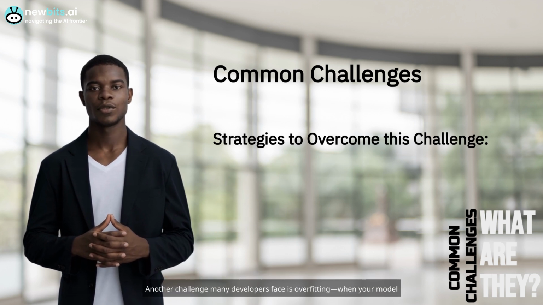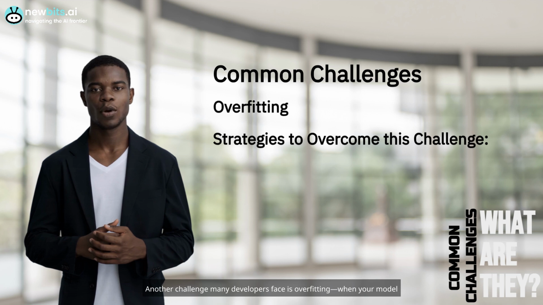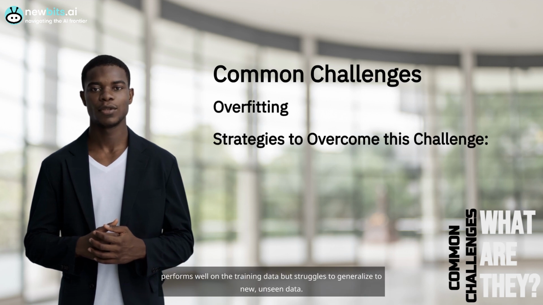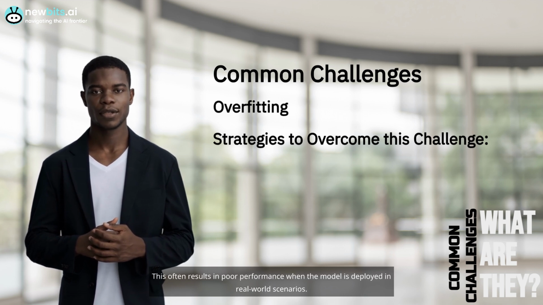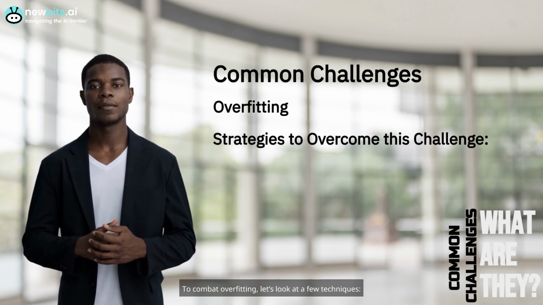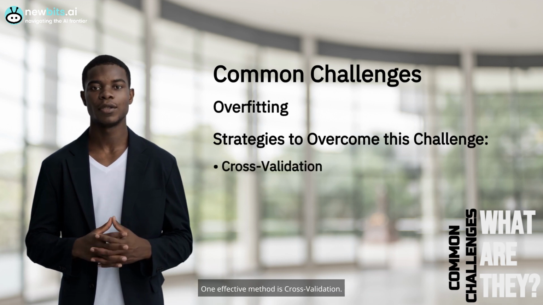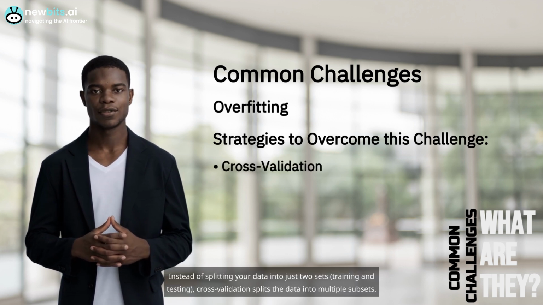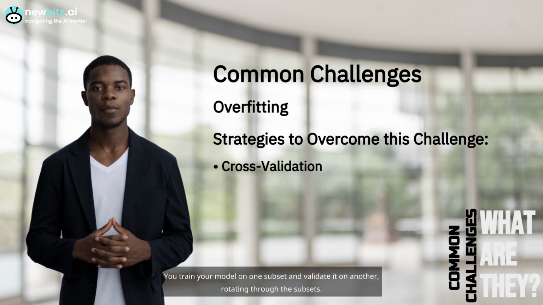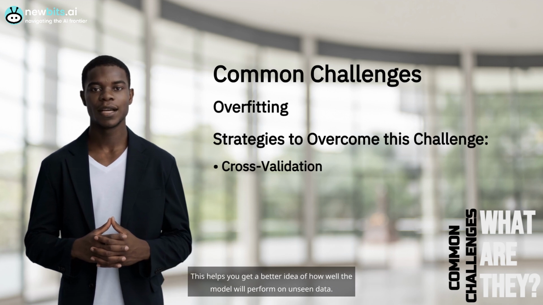Another challenge many developers face is overfitting, when your model performs well on the training data but struggles to generalize to new, unseen data. This often results in poor performance when the model is deployed in real-world scenarios. To combat overfitting, let's look at a few techniques. One effective method is cross-validation. Instead of splitting your data into just two sets, training and testing, cross-validation splits the data into multiple subsets. You train your model on one subset and validate it on another, rotating through the subsets. This helps you get a better idea of how well the model will perform on unseen data.